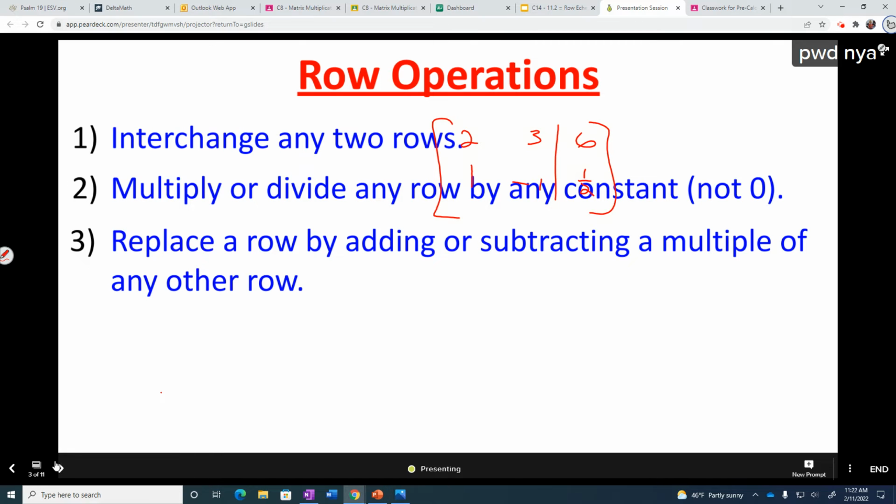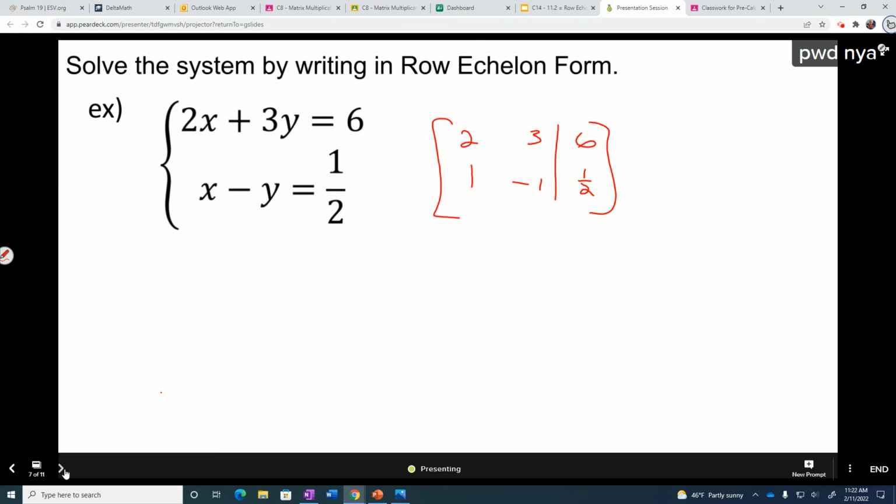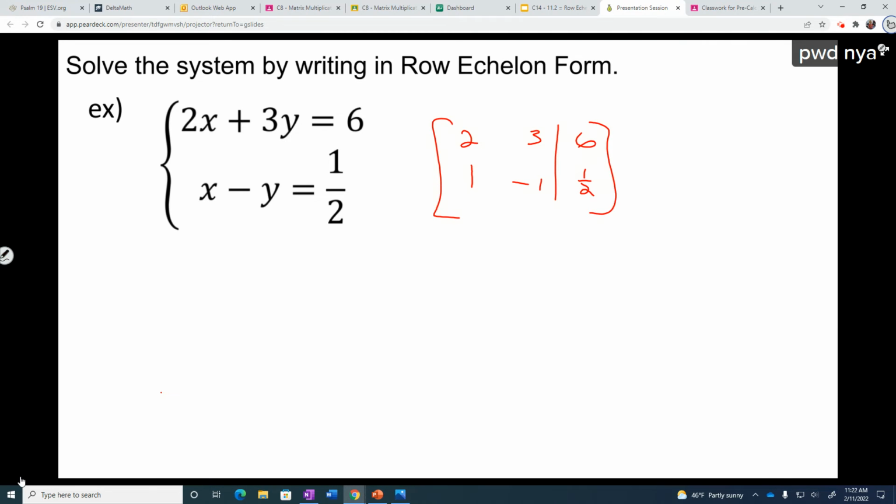Since this one has a 1 in the bottom row, see it already has a 1 here, we can switch these rows. We just flip-flop the whole row. So we can say R1, it doesn't matter either way, R1 equals R2. We're just going to move R2 up. So 1, -1, half. 1, 2, 3, 6. We just have to make sure we keep all the numbers together. And then we don't have to do any math, we just switch them. So we got the first one done.